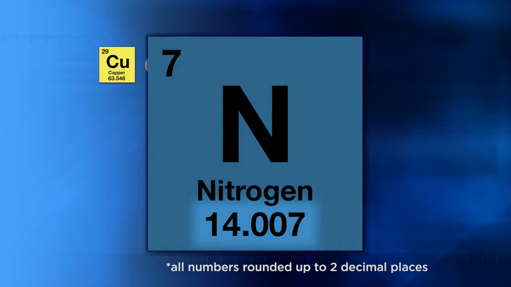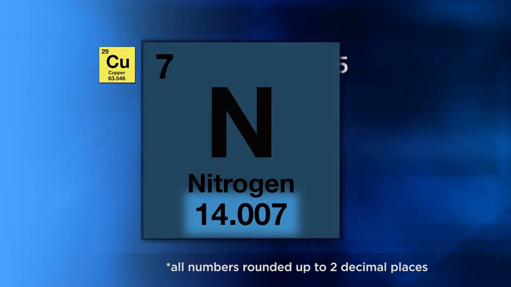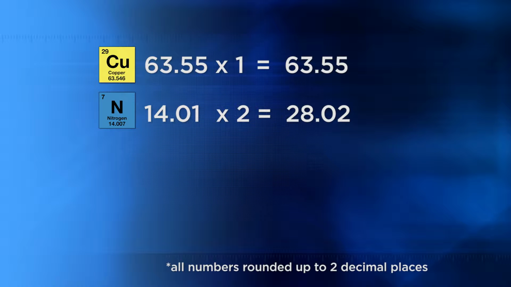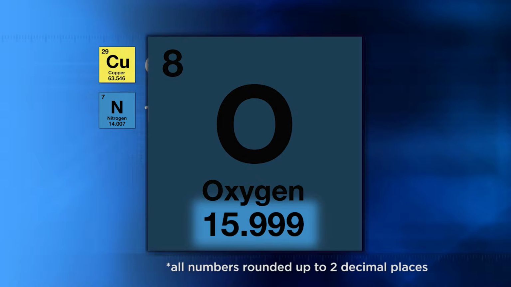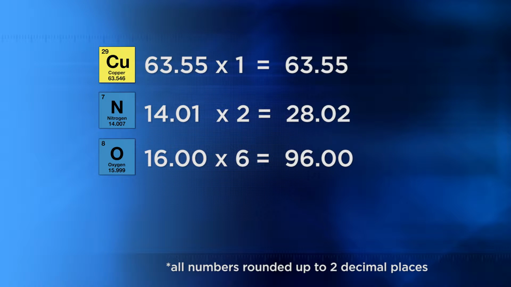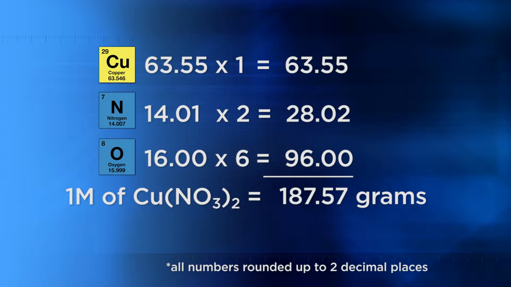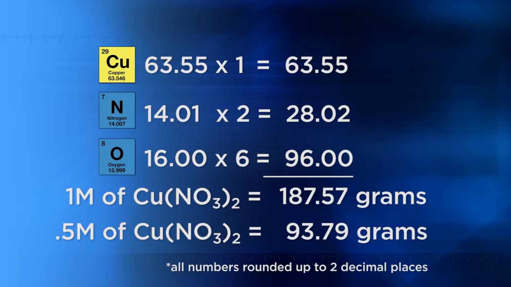Nitrogen has a molar mass of 14.01 grams. And because copper 2 nitrate has 2 nitrogens in the formula, we multiply that by 2. And oxygen's molar mass is 16.00 grams. And we multiply that by 6 because copper 2 nitrate contains 6 oxygens in the formula. After multiplying all of those and adding them up, 1 mole of copper 2 nitrate would have a mass of 187.57 grams. So half a mole would be 93.79 grams.